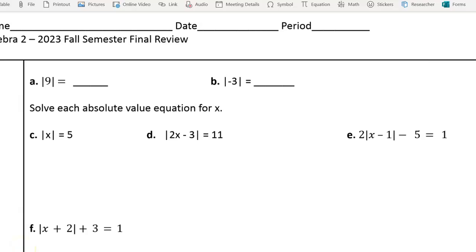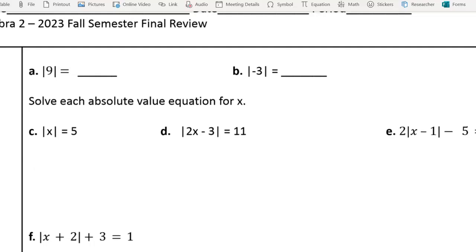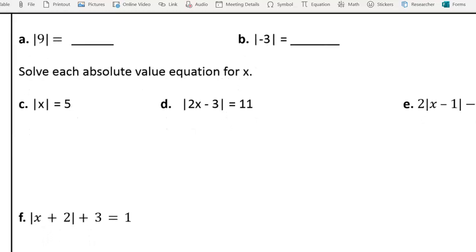Okay, so to start our Algebra 2 fall semester final review, we're starting with absolute value.